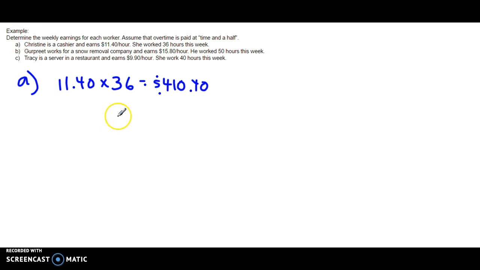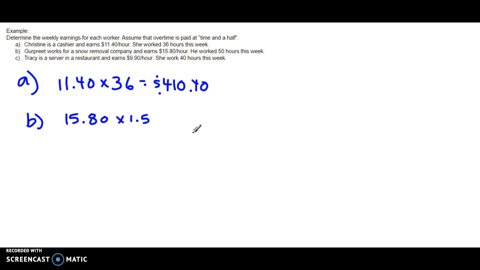Okay, now it's time to look at Gurpreet and how much he earned for the week. First of all, we're going to determine what his overtime rate is. He gets paid $15.80 per hour. To determine his overtime rate, we're going to take the hourly rate and multiply it by 1.5. The 1.5 represents the time and a half that he is paid for overtime work.